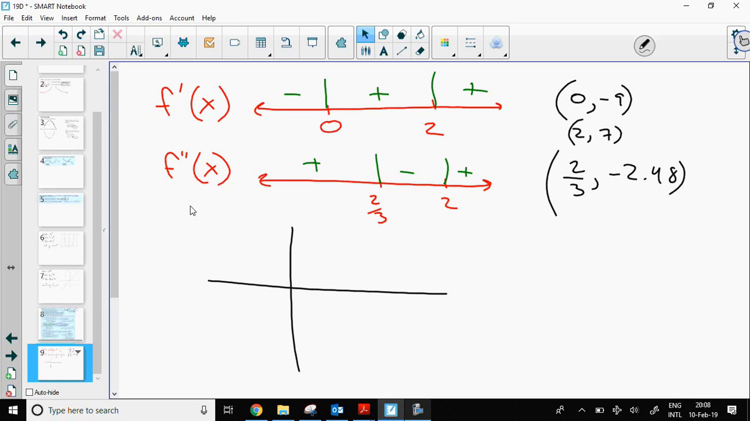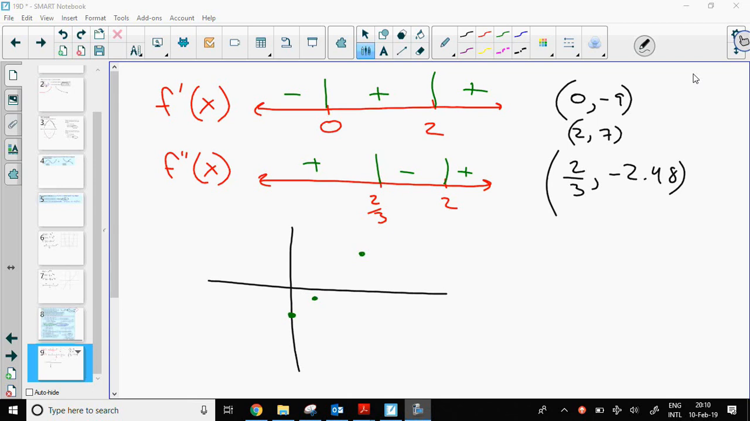So if I wanted to sketch this thing, let's just put some things down. This does not really need to be drawn to scale. We just want it to be kind of there. 2, 7 is good. Okay. And of course, if I had some information about the x-intercepts, I'd want to include those too, but I certainly don't have that here.